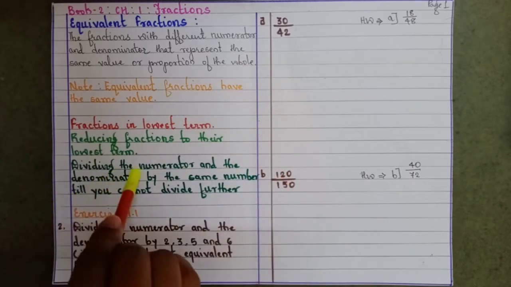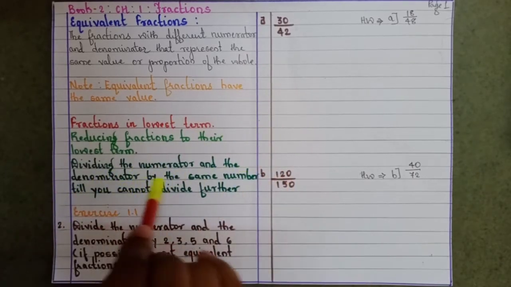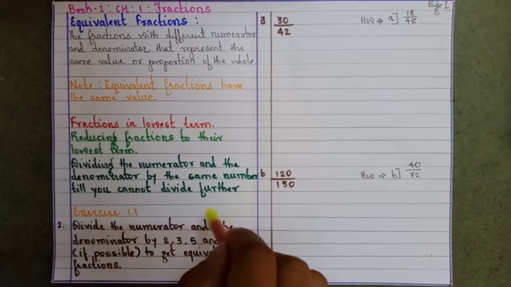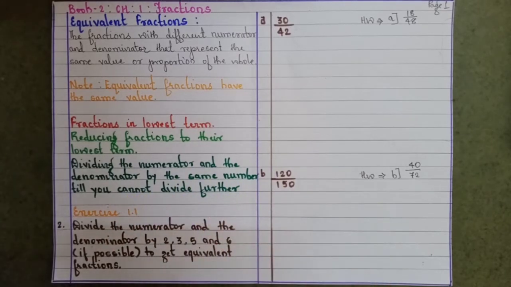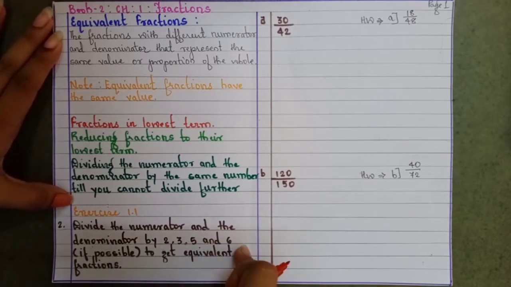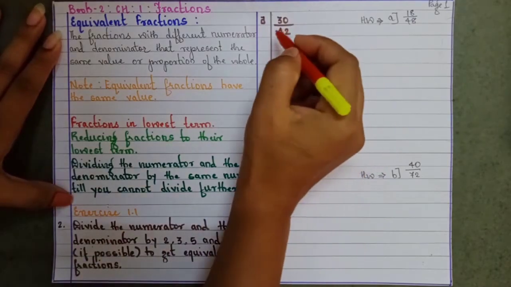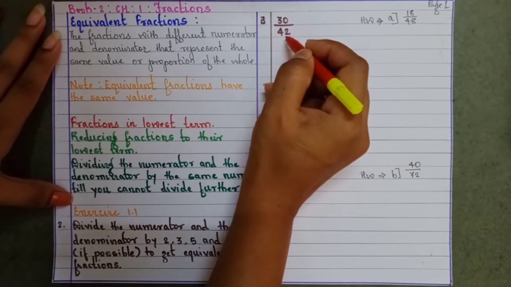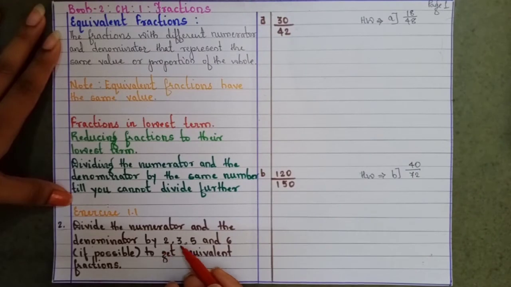Just see, divide the numerator and the denominator by the same number till you cannot divide further. Isn't it? So let's do that. Here we have one question from exercise 1.1. Divide the numerator and the denominator by 2, 3, 5 and 6 if possible. Okay, so we have here one example and we have to check whether numerator and denominator are both divisible by 2, 3, 5 and 6. If it is divisible, we have to divide them and find the equivalent fraction.